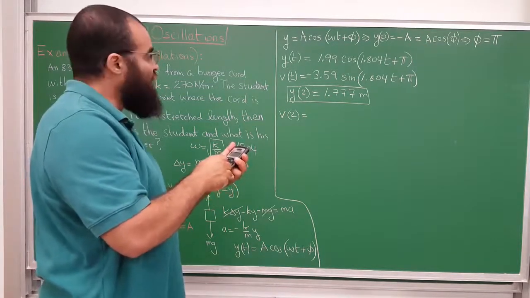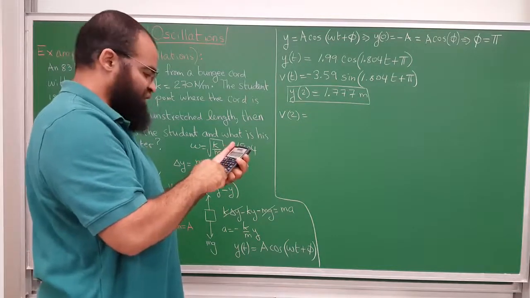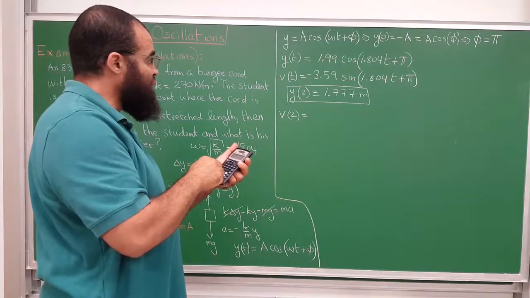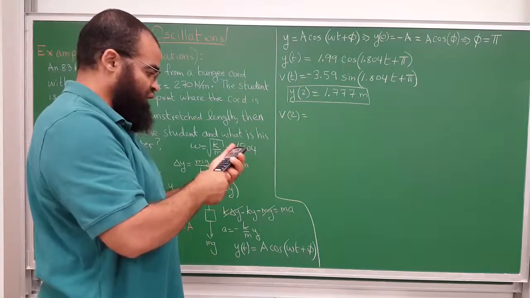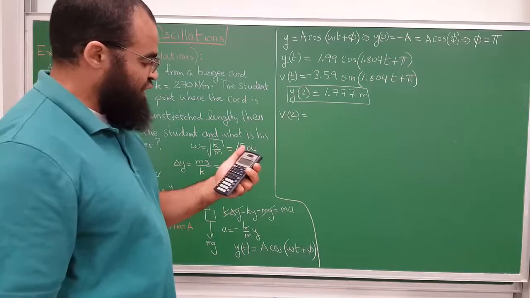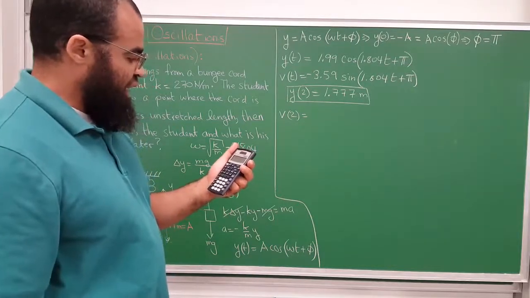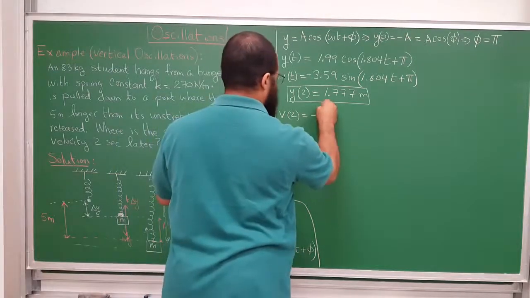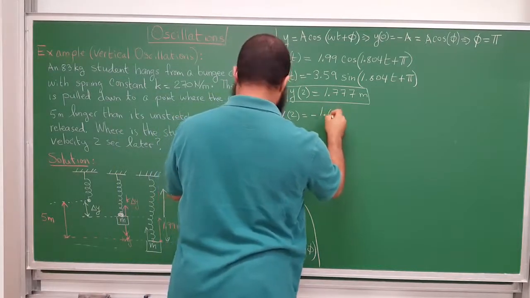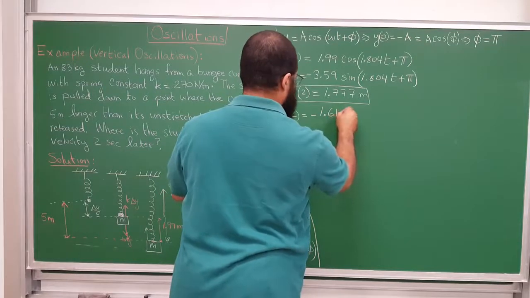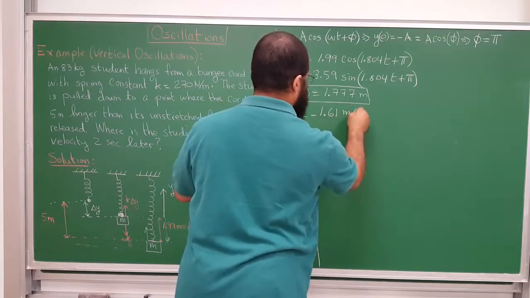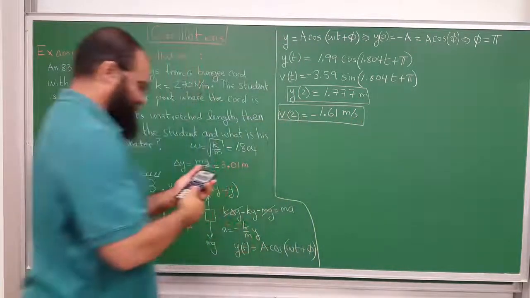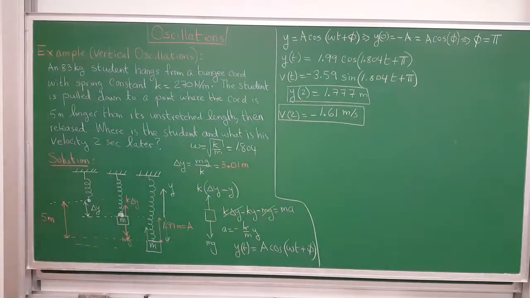Okay. And times negative 3.59. So the velocity will be negative 1.614 meters per second. That's the velocity at t equal to 2 seconds. All right. So we have this now.